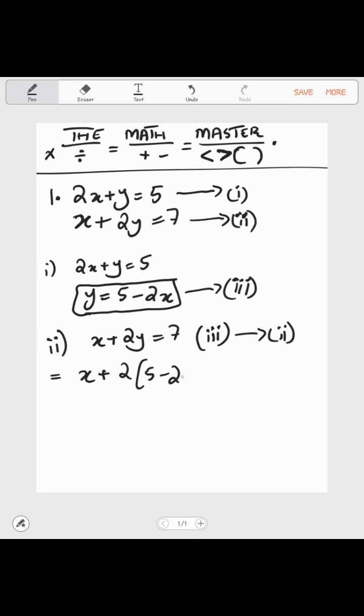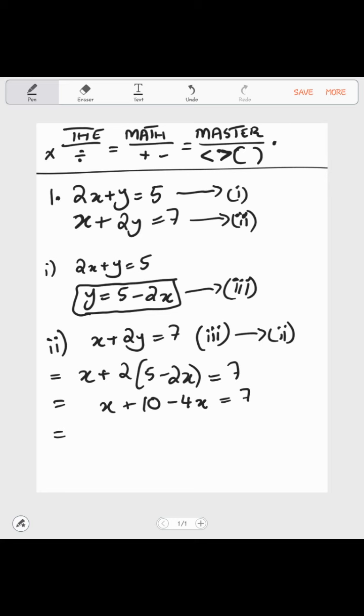Just watch. x plus 2 bracket 5 minus 2x equals 7. Why is this? Because this y is the same no matter whether it's in this equation or this equation. This y is the same. So we can write x plus 10 minus 4x equals 7. Now you can easily simplify it.